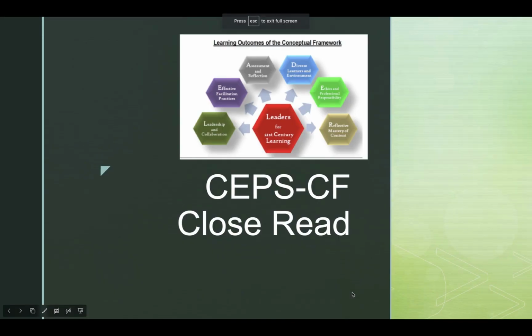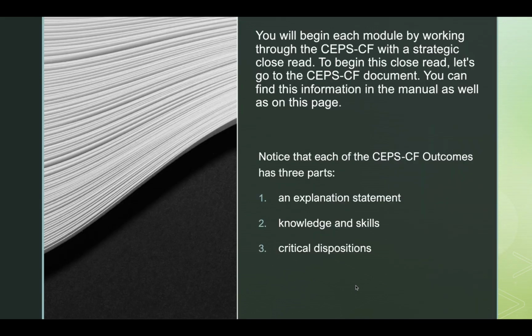We have already discussed how the 6 learning outcomes for this class are part of the College of Education and Professional Studies conceptual framework. Each module covers one of these areas. You will begin each module by working through the conceptual framework with a strategic close read. This just means that you will read the outcomes carefully and note important words and ideas that you will look for examples of during the readings and videos in each module.